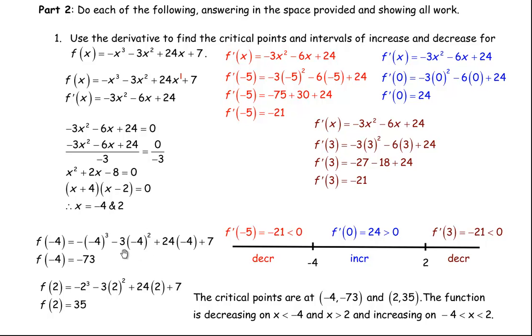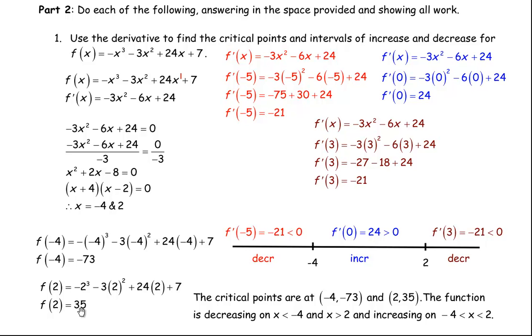And so I'm going to find the function values, or y values, for these. I go back to the original function and put the negative 4 in place of x. So there's the negative 4 cubed from the negative x cubed, then minus 3 times negative 4 squared plus 24 times negative 4 plus 7, which works out to negative 73. I'll do the 2 as well. If we put 2 in there, we get 35. So these would be the points negative 4, negative 73 and 2, 35.